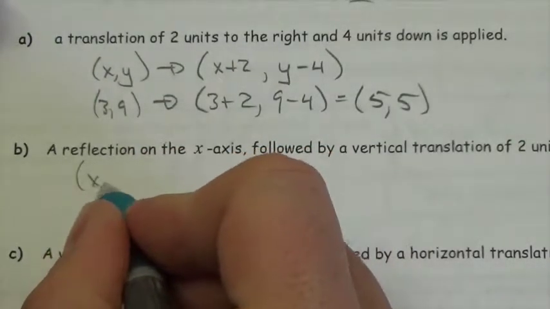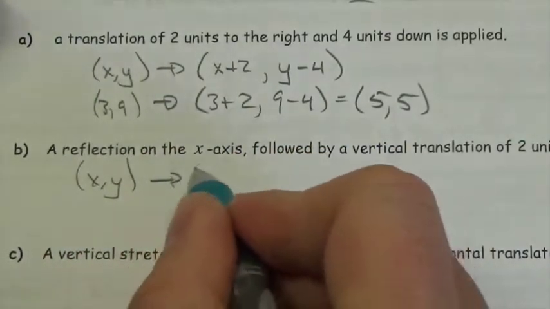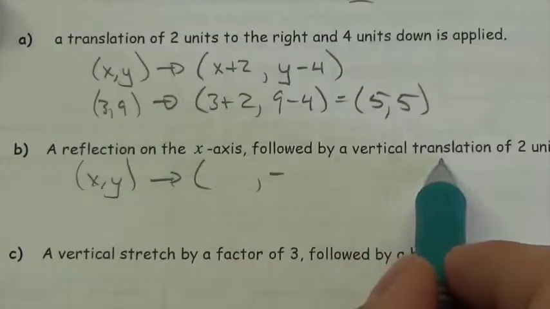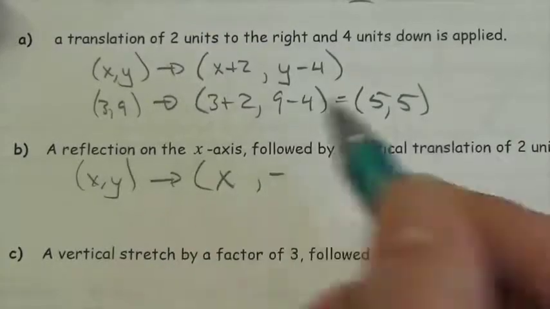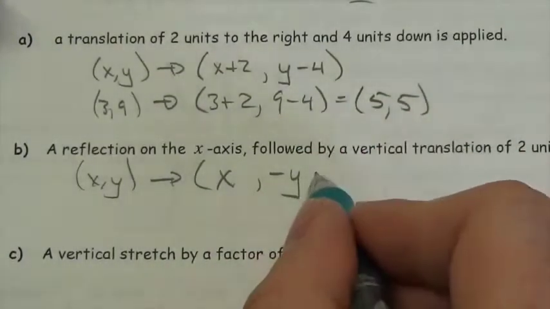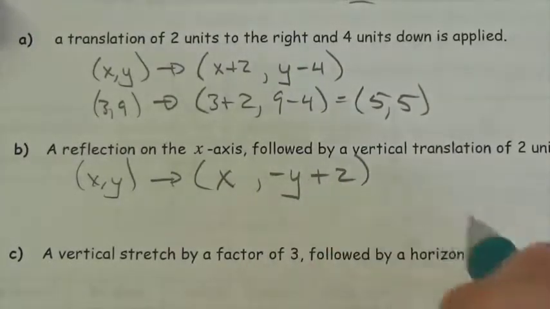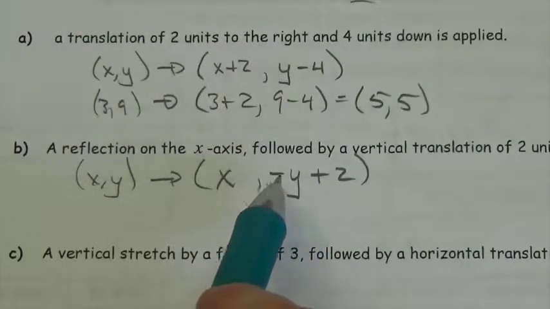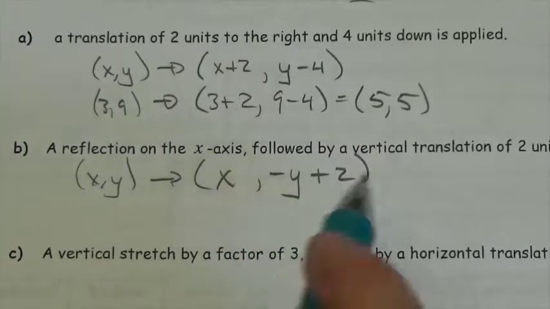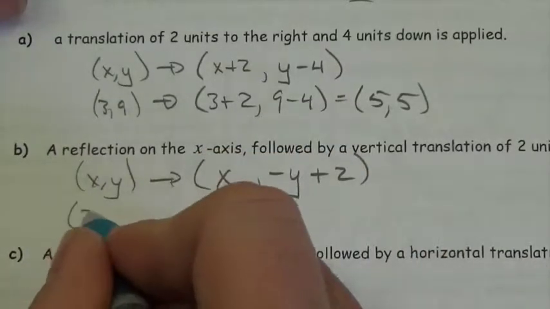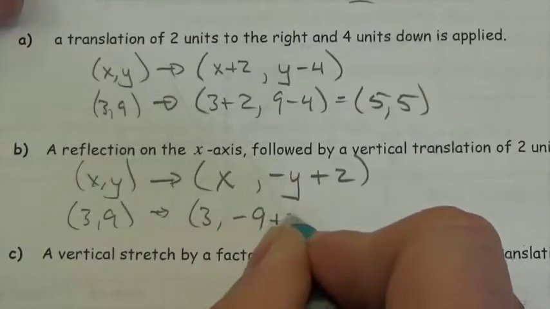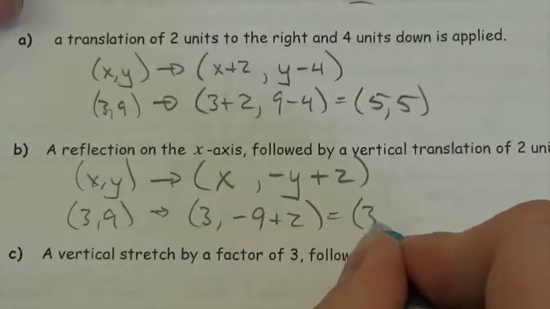A reflection over the x-axis. Well, that means whatever my y-coordinate is going to be negative, followed by a vertical translation of 2 units up. Well, there was no mention of x whatsoever there. But the 2 units up means I'm going to add 2 to that particular y-coordinate. Now the reflection happens first because it's the result of a multiplication, and then I add that 2 on later. So 3, 9 is going to become 3, negative 9 plus 2, which will be the point 3, negative 7.